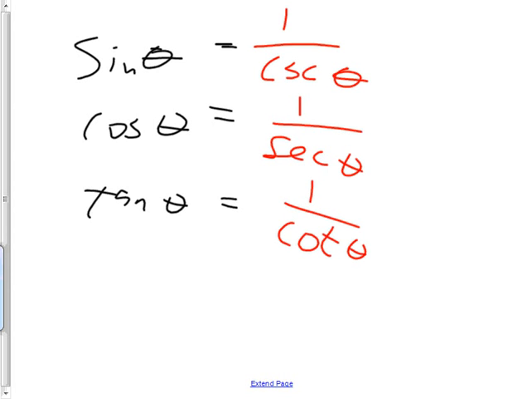Cotangent is correct, and the other one would not technically be an inverse, but you're right that tangent is sine over cosine, but it's not an inverse. It's good to know, but it's not an inverse.